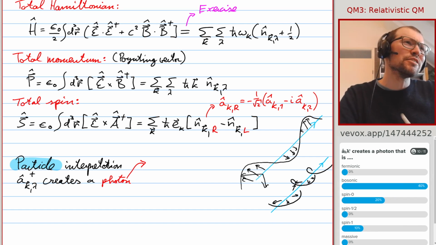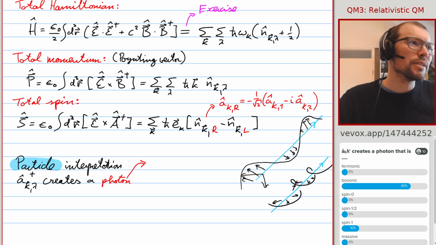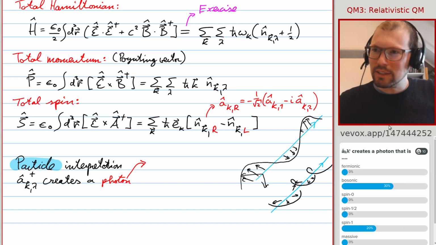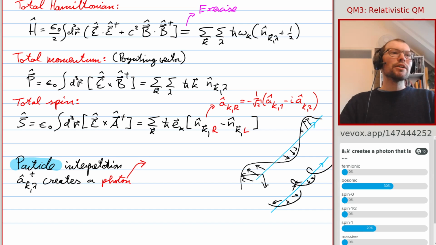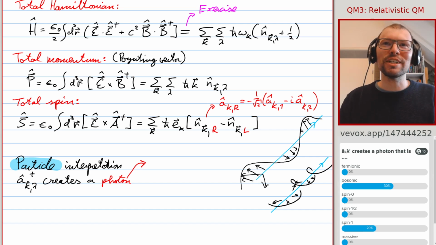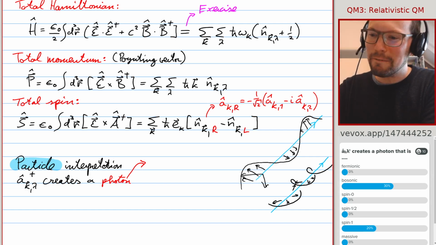Get rid of the spin zero ones. This is not spin zero. Certainly they are not fermions. Very good. We just said that they satisfy the bosonic commutation relations. Okay, let me stop the poll here. So some people have voted for massless, some of you for spin 1, and some of you for bosonic, and that exactly sums up the criteria that I wanted to hear.